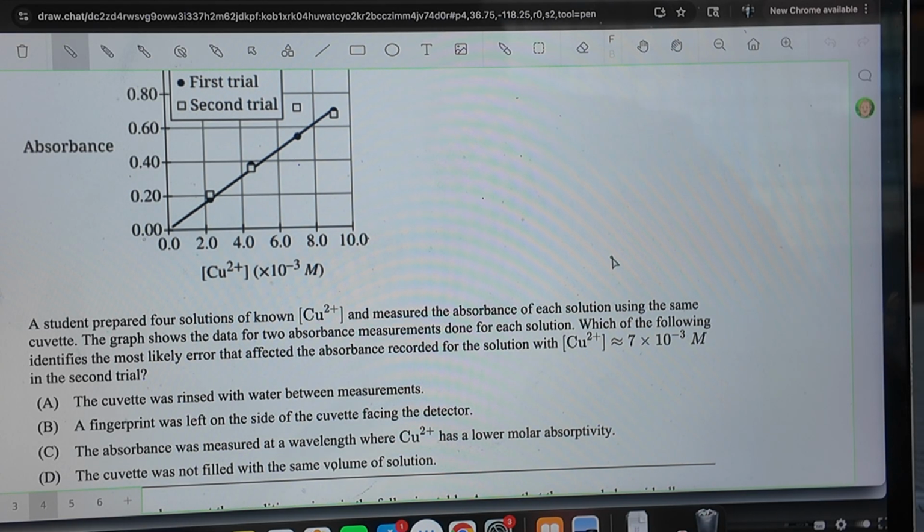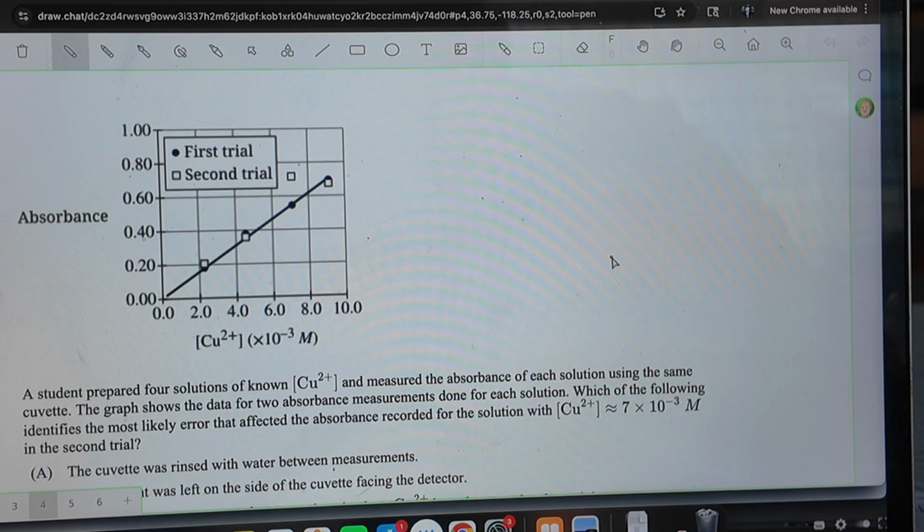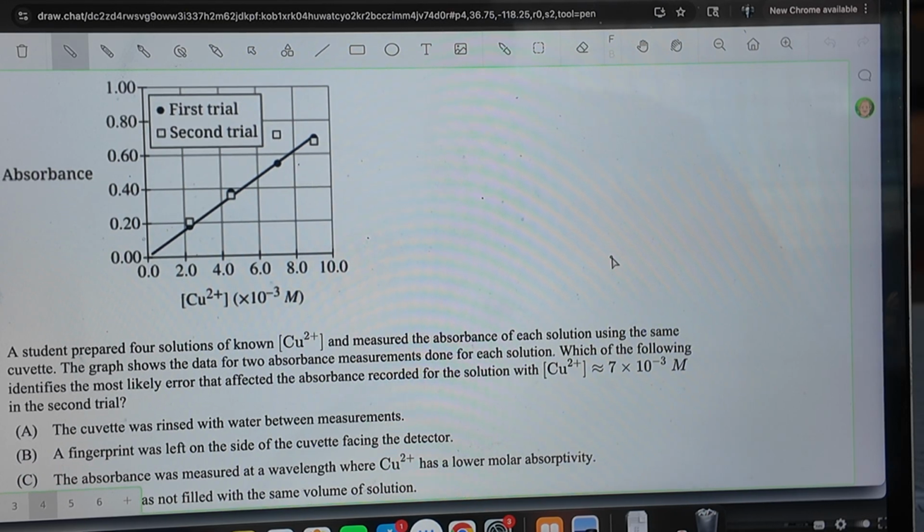A student prepared, let's see what they prepared. 4 solutions of known copper concentration and measured the absorbance of each solution using the same cuvette. The graph shows the data for two absorbance measurements done for each solution. Which of the following identifies the most likely error that affected the absorbance recorded for the solution with Cu, the copper, which is approximately equal to this.